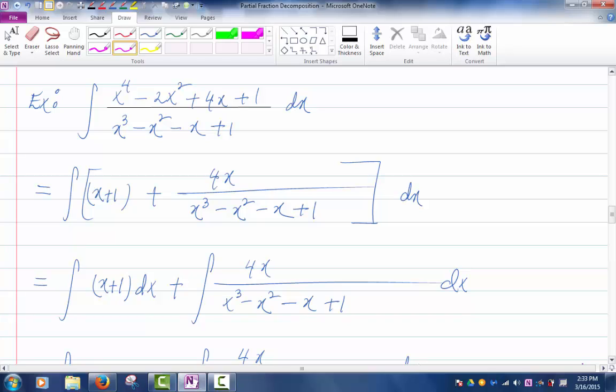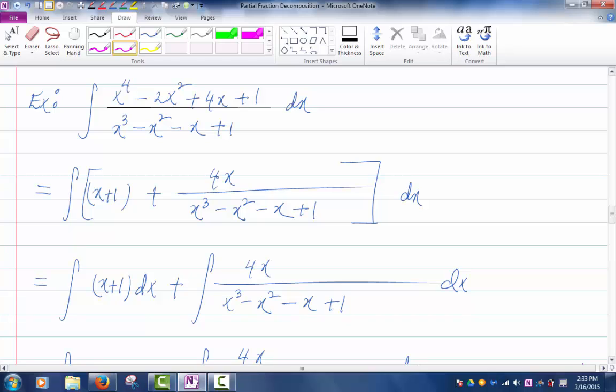Do you want me to do the long division? Should I do it? You can do it? Everybody feels okay with the long division? Okay, so if you use long division, you're going to come up with the quotient, right?